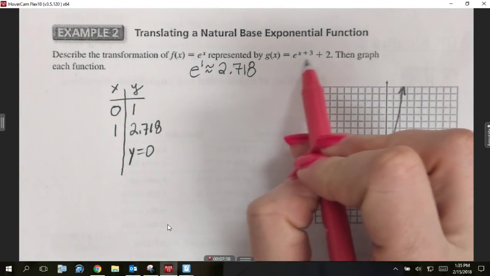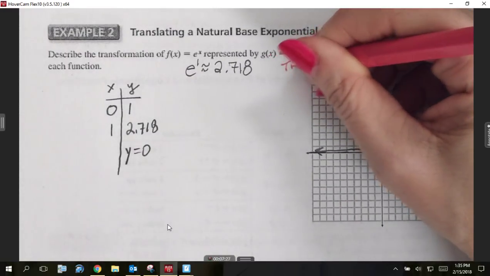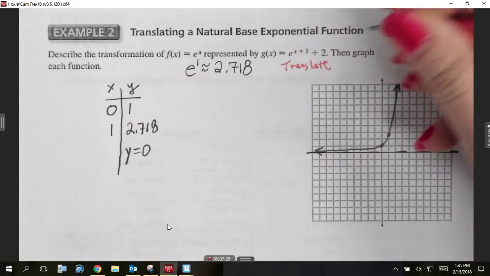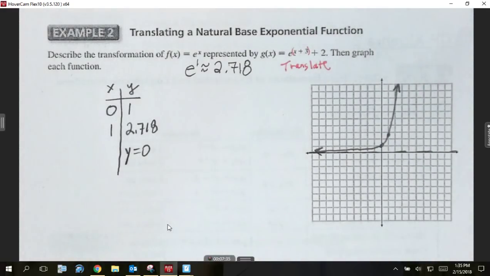What transformations are taking place? What's the main word? Translate. Which one? Let's start with the x plus 3. The x plus 3 is not in parentheses, but it technically is in parentheses because you would have to do the exponent in its entirety. You have to figure out what x plus 3 is first before you do e to the x plus 3. So there is technically parentheses there, even though they're not written.